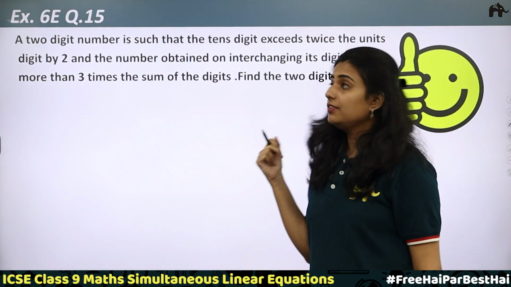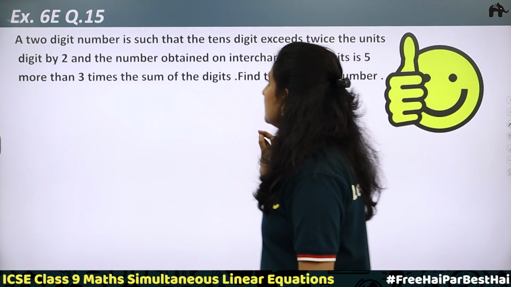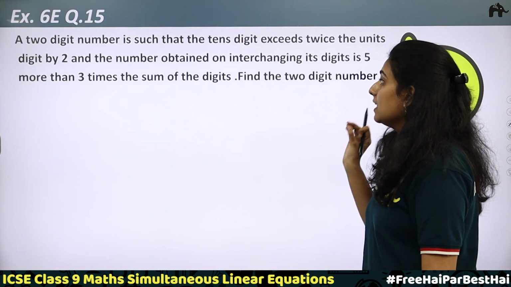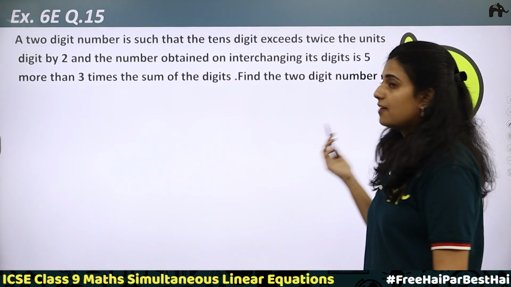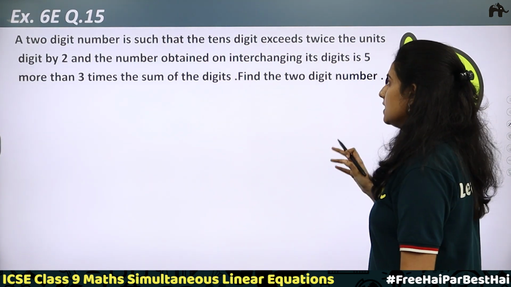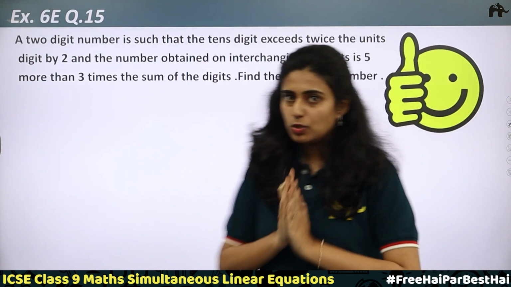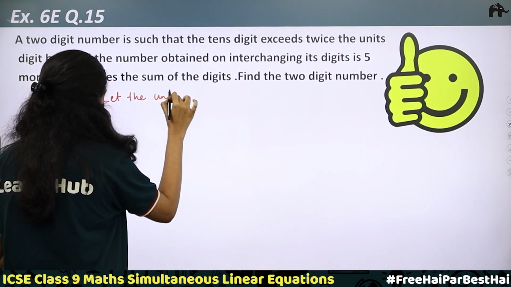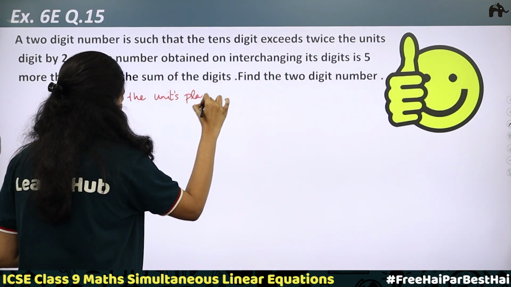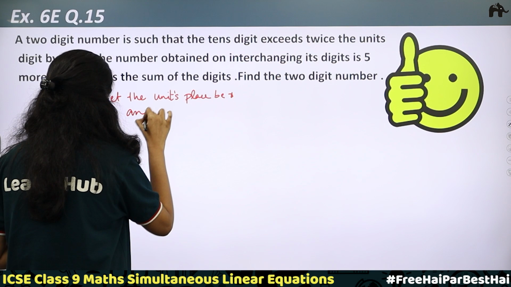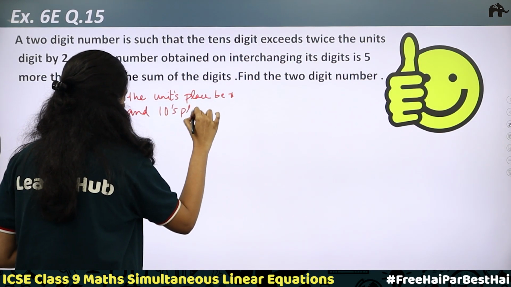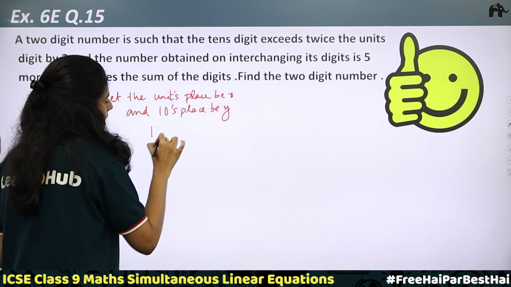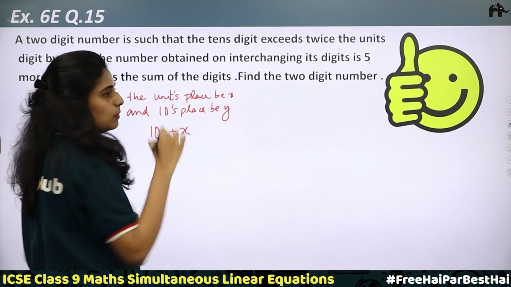Okay. Question 15 of exercise 6E. A 2-digit number is such that the tens digit exceeds twice the units digit by 2 and the number obtained on interchanging its digits is 5 more than 3 times the sum of the digits. Find the 2-digit number. So we have a 2-digit number. Let the units place be x and tens place be y. Okay, then what is the number? 10y plus x will be the number.